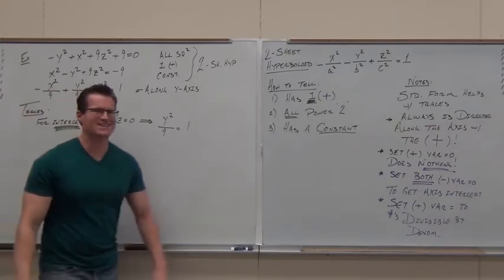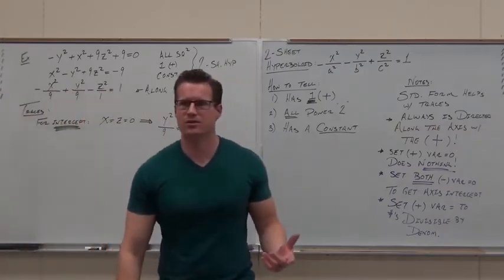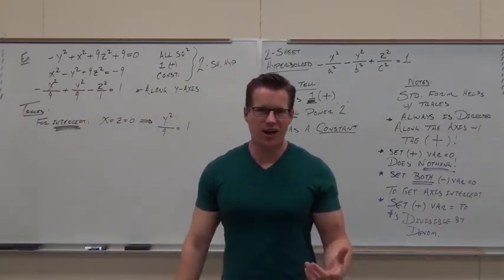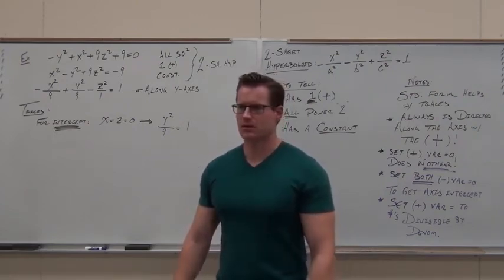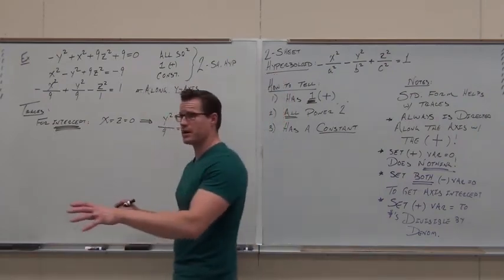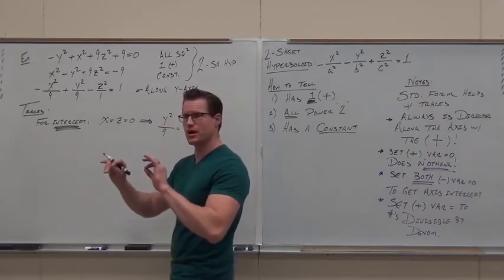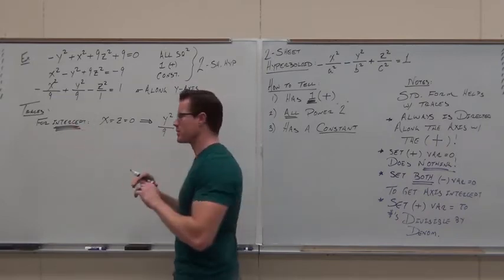If you set x and z equal to 0, you get y squared over 9 equals 1. Super hard? Not really. What's y going to be? Plus or minus. That's it. Just don't forget the plus or minus, because we have a two-sheet hyperboloid that goes in opposite directions.